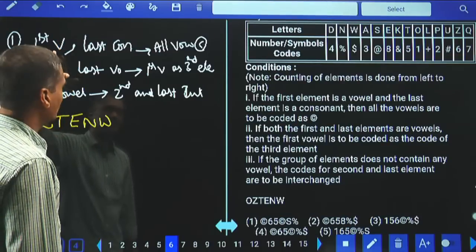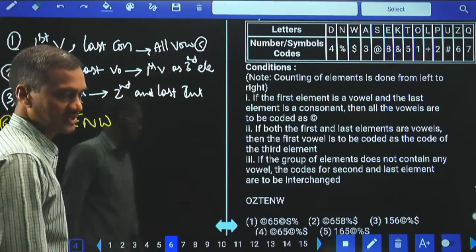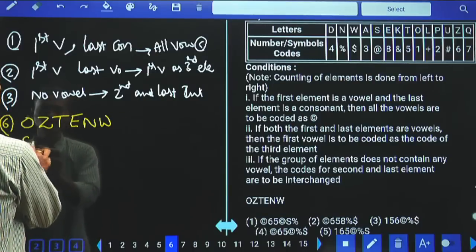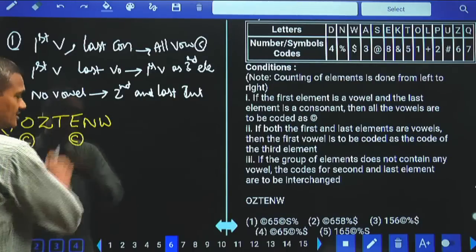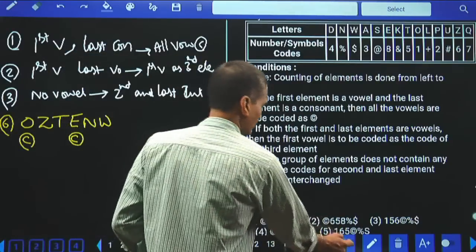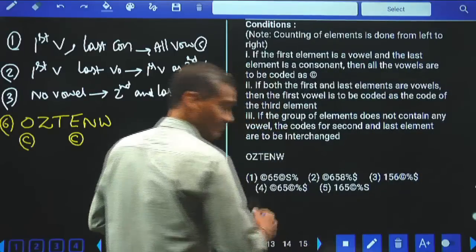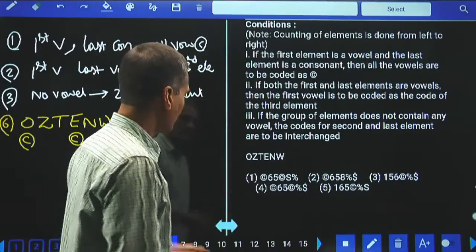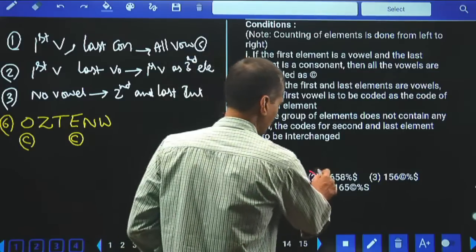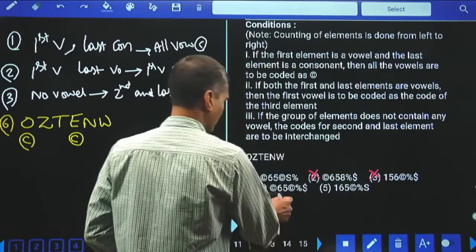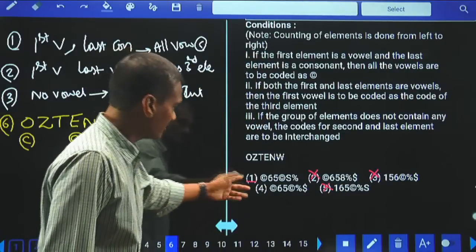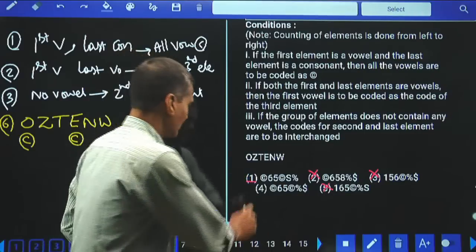As it falls under rule number 1, all the vowels should be coded as copyright. Now how many vowels are there? There are 2 vowels, hence O is copyright, E is copyright. Now the first and the fourth elements must be copyright. Now we need to eliminate the choices rather than finding out each and every element here. Then first and the fourth copyright, so choice 1 stays. Now 2 is ruled out, 3 is ruled out, now 4 and 5 are ruled out, isn't it? Now only 2 choices are left over.